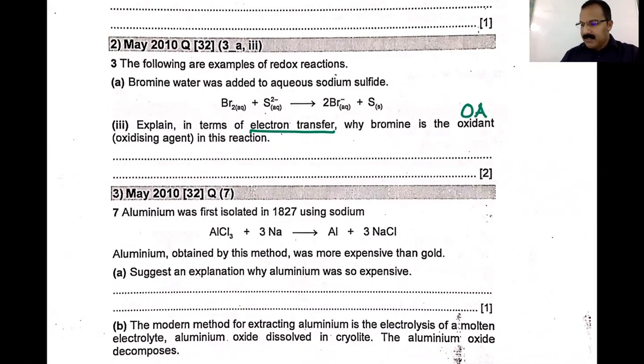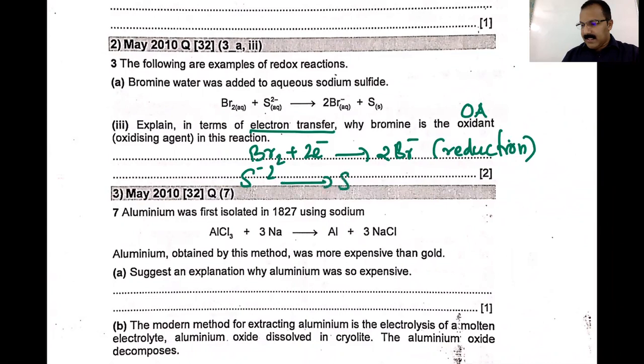The half equation when you write: Br2 is gaining 2 electrons to become 2 Br minus. That is reduction. And S2 minus becoming S by giving out its 2 electrons. So obviously these 2 electrons from S2 minus are taken up by Br2. So bromine is removing 2 electrons from S2 minus.